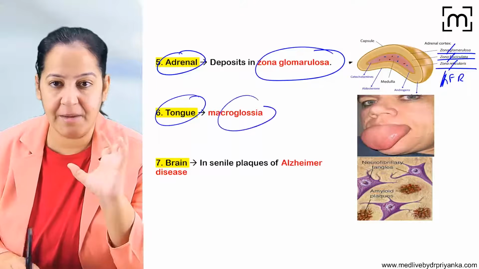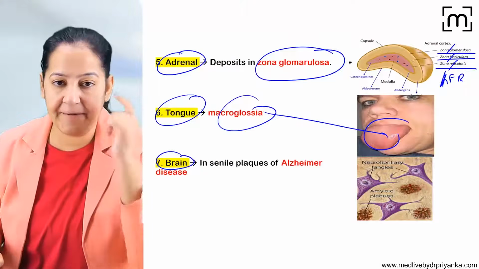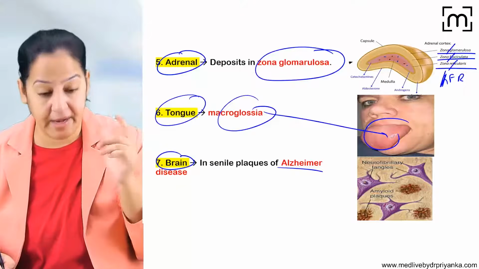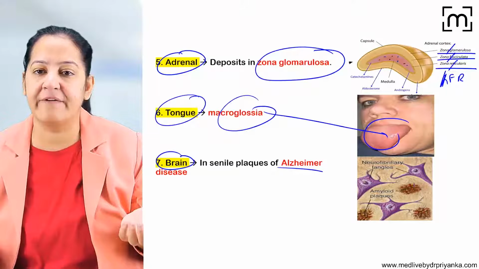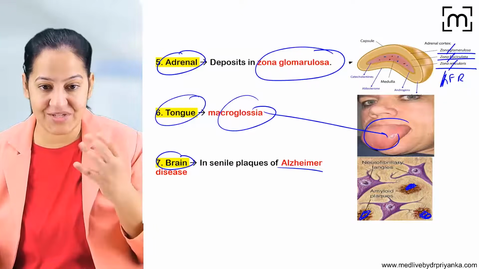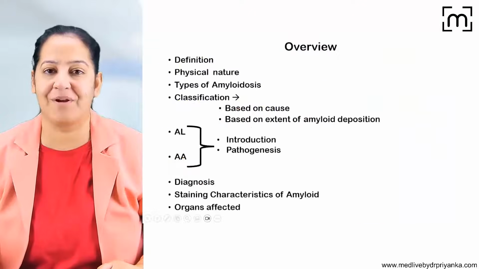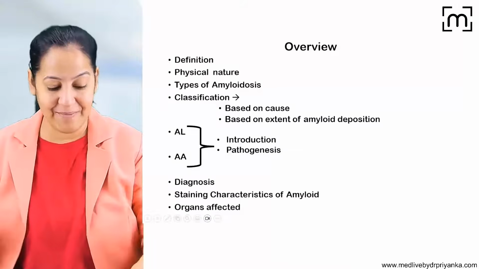In the tongue, it can deposit and produce macroglossia. The tongue becomes enlarged in size. And in the brain, it occurs in Alzheimer's disease. Can you see here? I have shown you this diagram. This is the amyloid getting deposited in the brain extracellularly between the neurons. It is compressing the neurons and produces symptoms. So that's all about it. We are done with everything about amyloidosis.